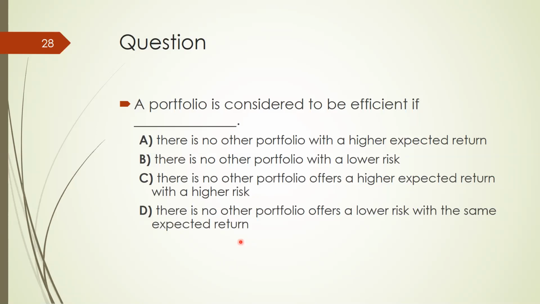Here, efficient portfolio or efficient frontier are defined by the mean variance criteria. The mean variance criteria refers to the fact that no other portfolio offers a lower risk with the same expected return, or no other portfolio offers a higher expected return for the same level of risk. So that completes the lecture.